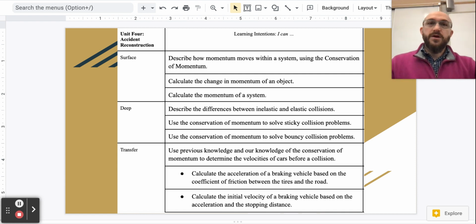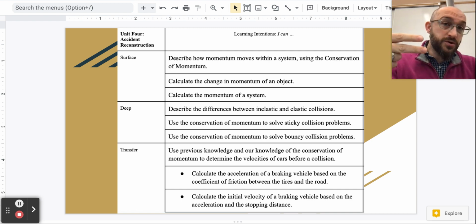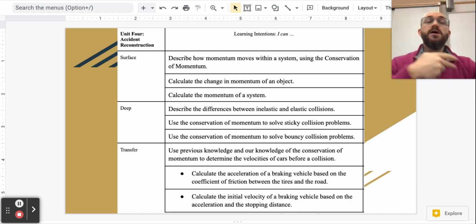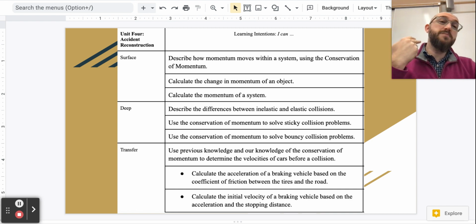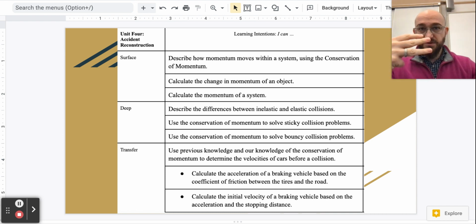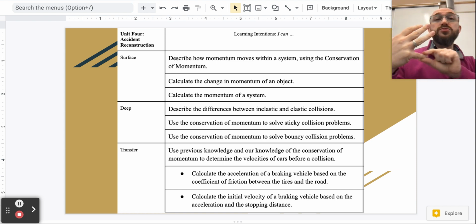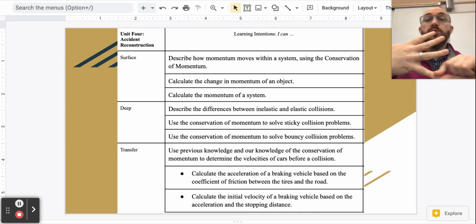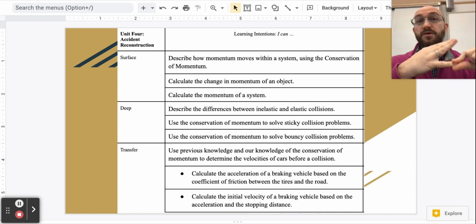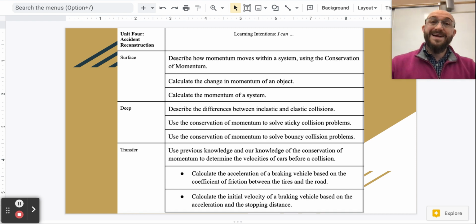And of course, to do that, we need to use kinematics from Unit 1 first semester. We need to use friction forces and Newton's laws, which would be Unit 2 from first semester. We'll need to use our understanding of what momentum is from Unit 3 of first semester. And then on top of that, we're going to build in the new stuff here in Unit 4, which is the conservation of momentum. So let's go ahead and get started.